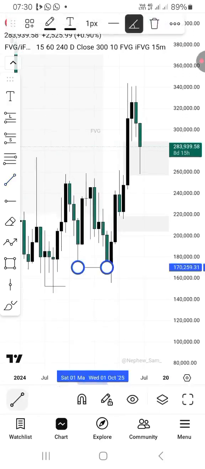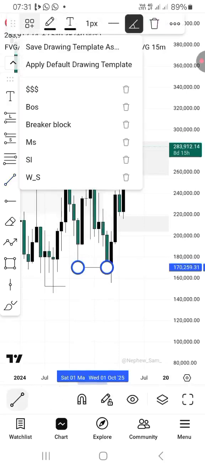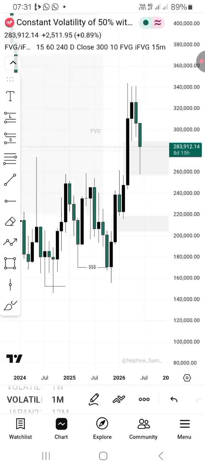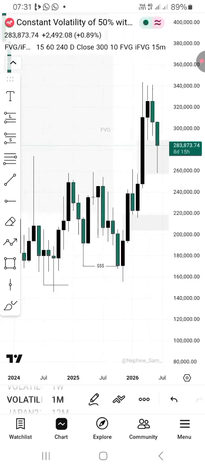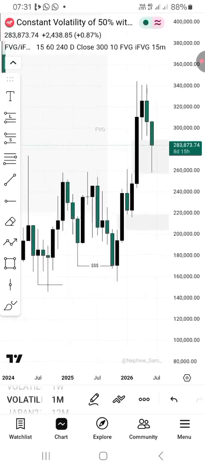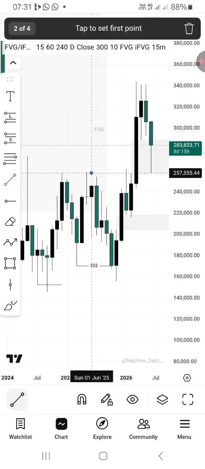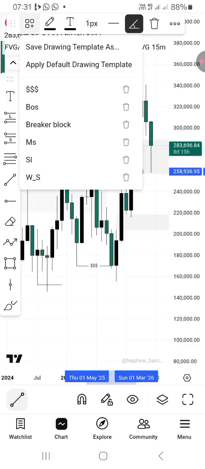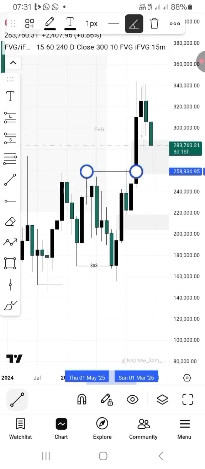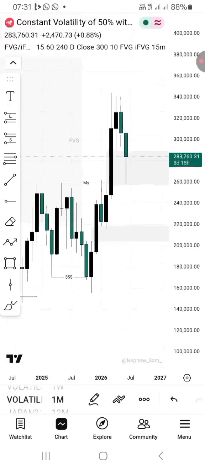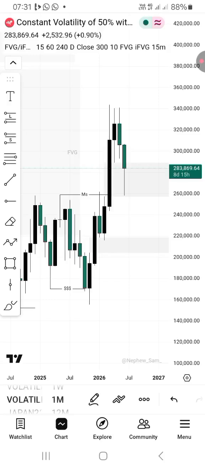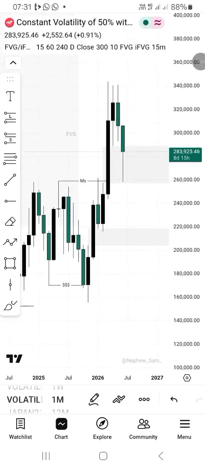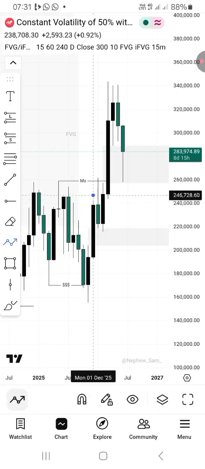So I want to call this a sweep. As you can see, price came down, reacted from whatever was there, and we pushed up to shift structure. So we had a market structure shift here. This is not a break of market structure, it's a sweep and a market structure shift. After price took out this low, we had a market structure shift.